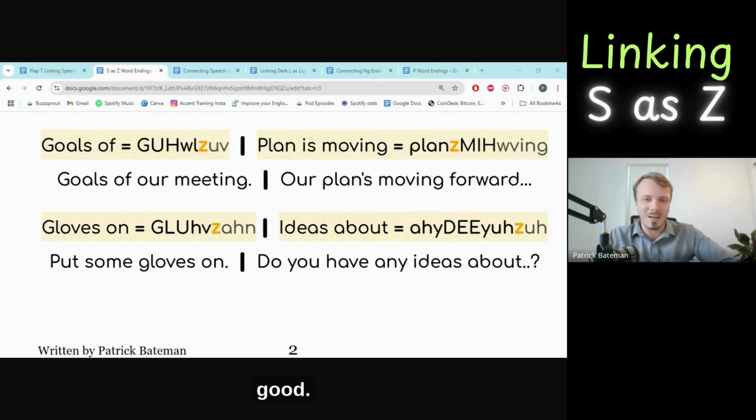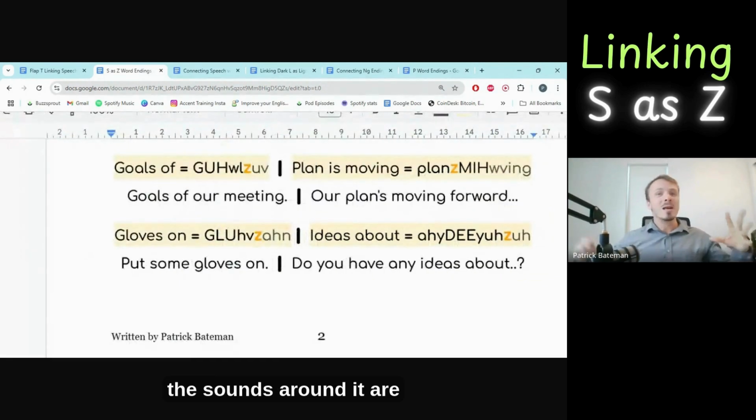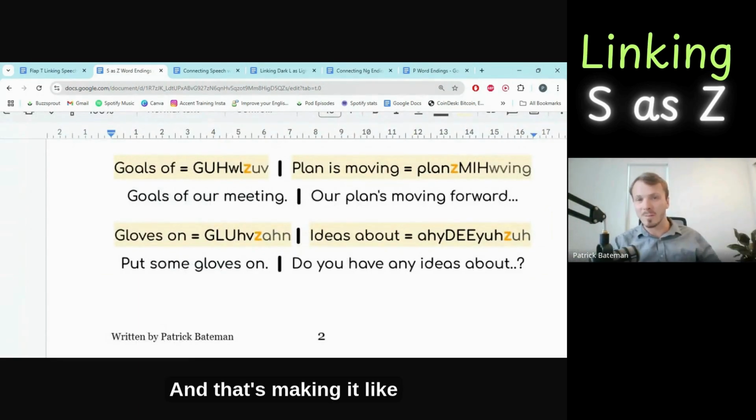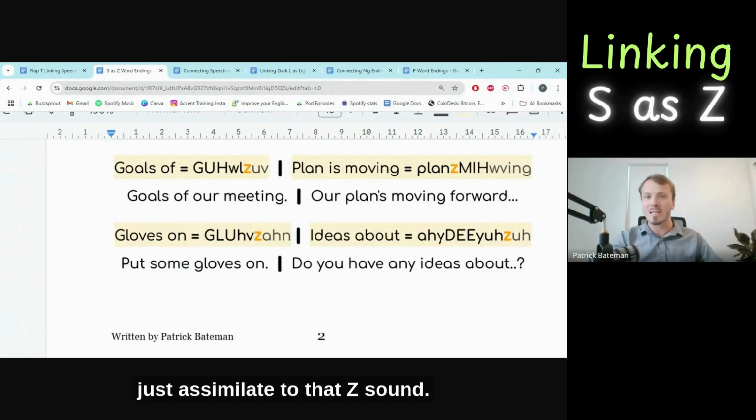Very good. Very good. So S changes to a Z because the sounds around it are vowels. The sounds around it are voiced. And that's making it Z, like just assimilate to that Z sound.